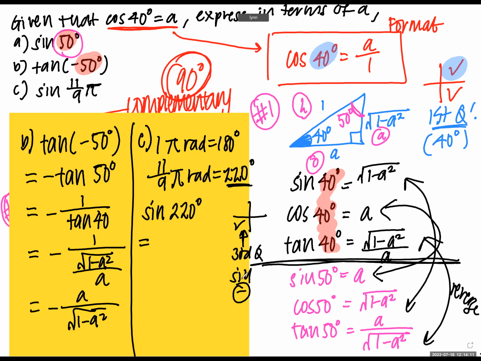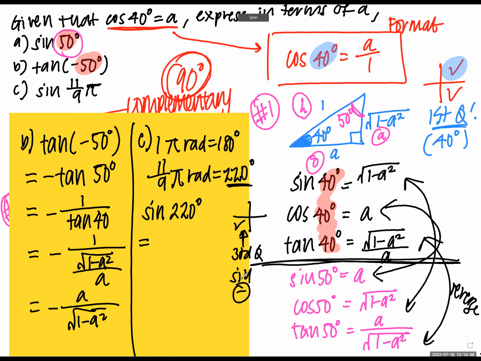So how are we going to write it down? Sine 220 is actually the same as sine of 270 minus 220? Guys, what are the steps? Let's look at your notes. What is the next step? After we identify the quadrant, which is the third quadrant, what is the next step?